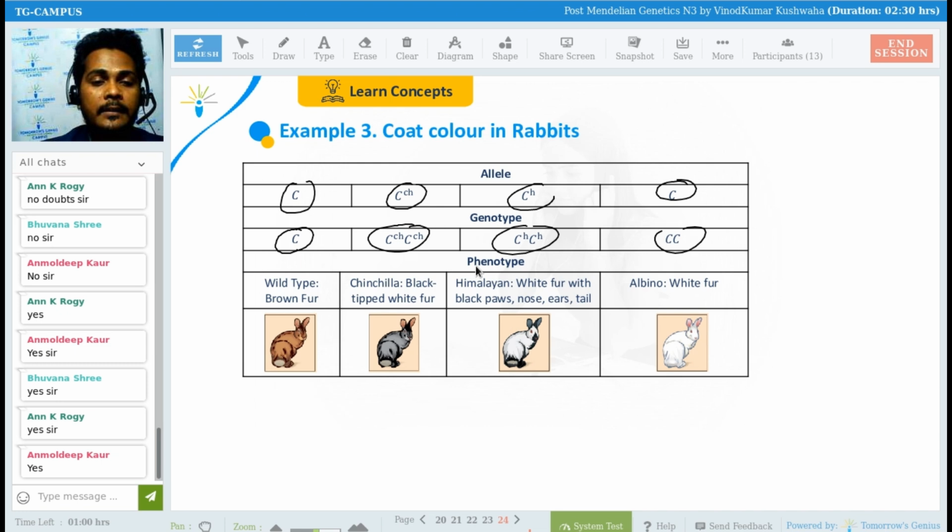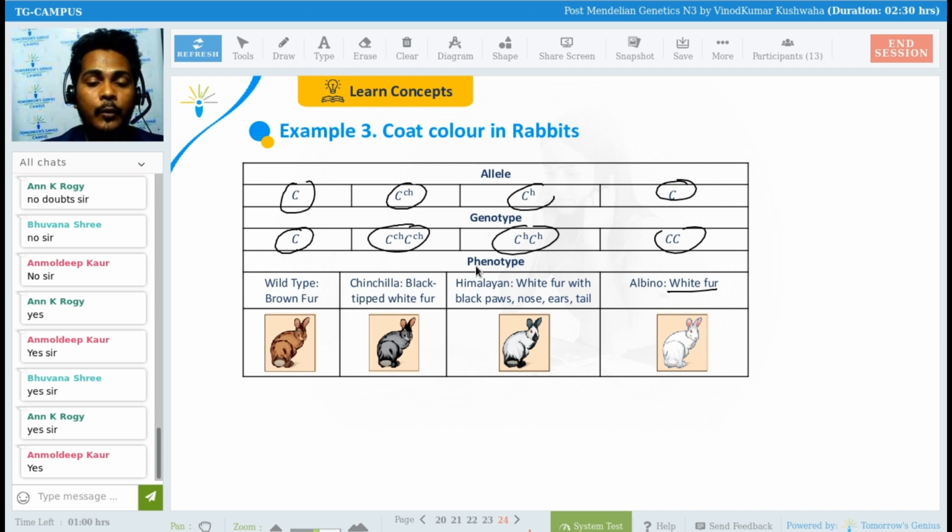So capital C is the wild type, which is generally brown fur. Then c^ch is chinchilla, a black tipped white fur. Then there is Himalayan, white fur with black paws, nose, ears and tail. Albino has white fur. So these are the different coat colors of the rabbit.